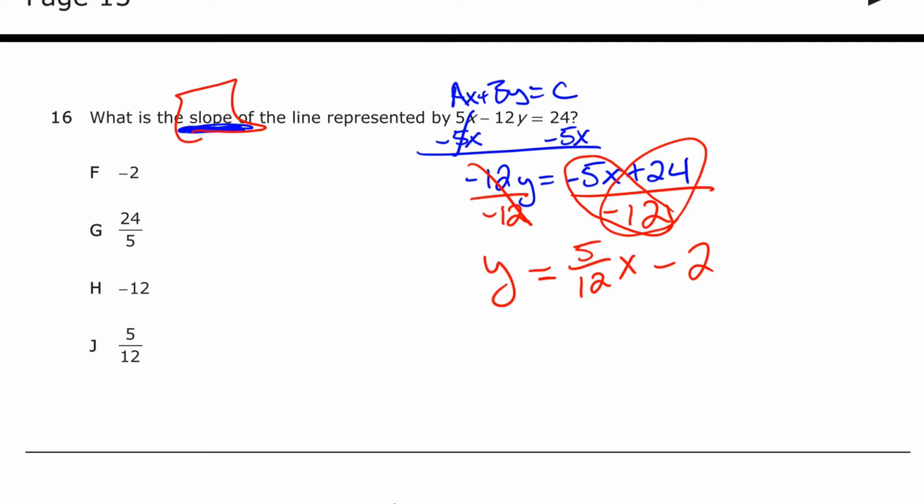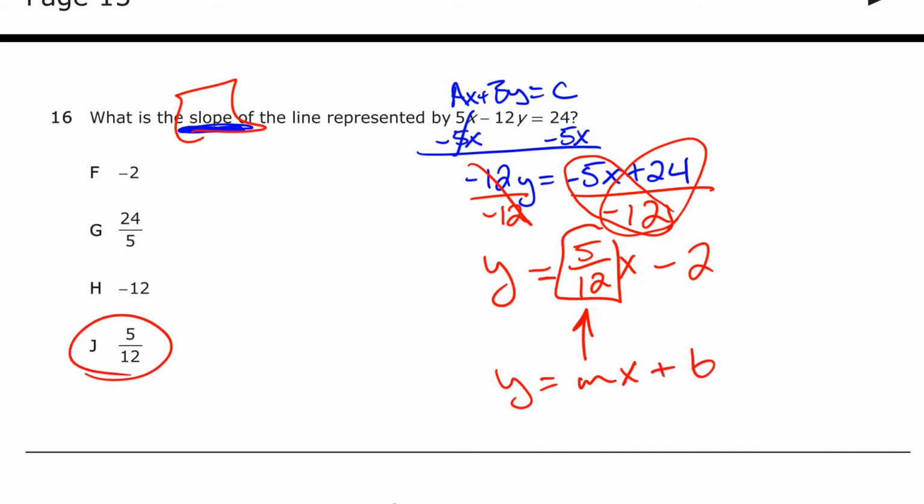For slope, we care about m, the number in front of the x. y is equal to mx plus b, so it's 5/12.